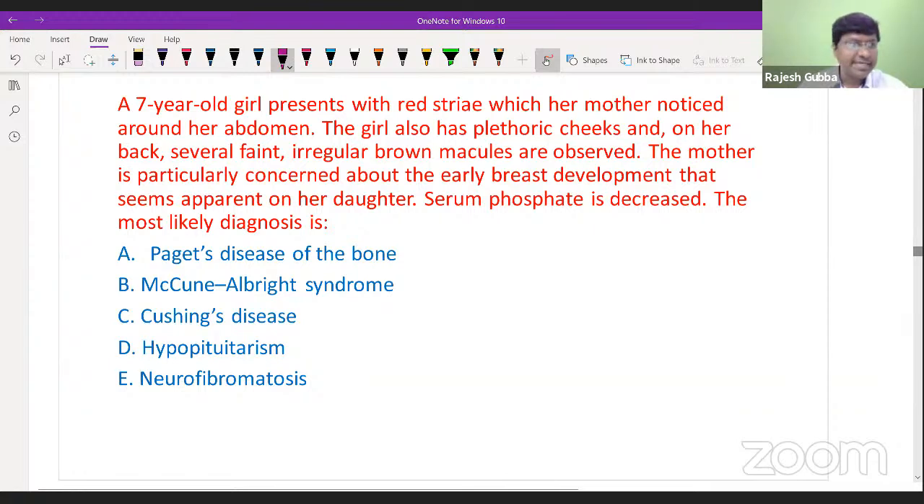Serum phosphate is decreased. The most likely diagnosis of this patient is Paget's disease of the bone, McCune-Albright syndrome, Cushing's disease, hypopituitarism, neurofibromatosis.